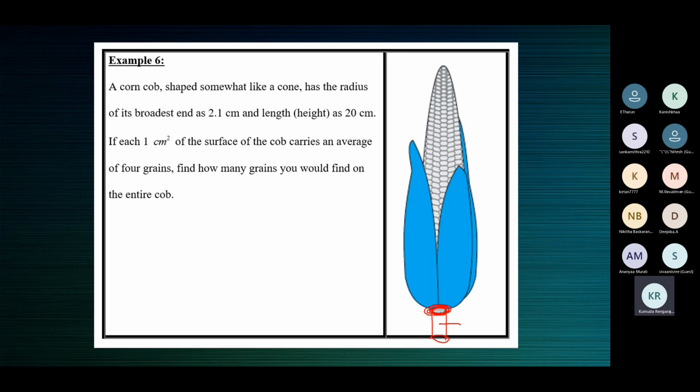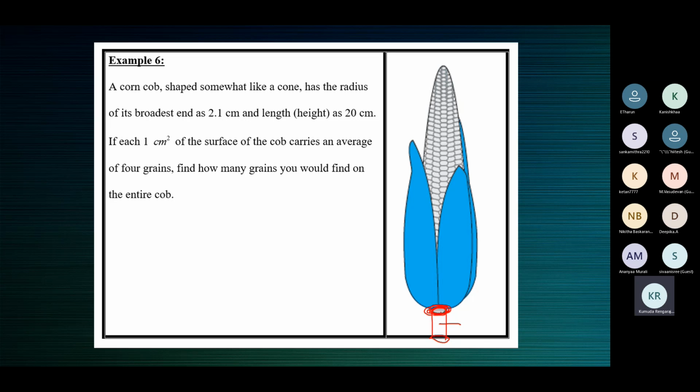The circle is regarded as the base of the cone, and there is no grain there, because the stalk was fixed. When you break the stalk, that circular portion will be empty. So where are the grains arranged? The grains are arranged in the CSA of the cone.